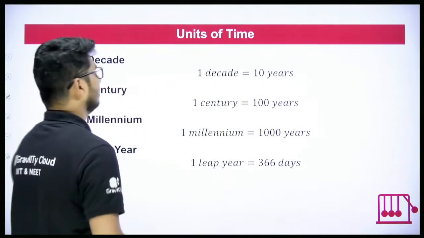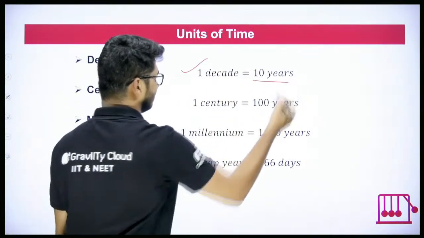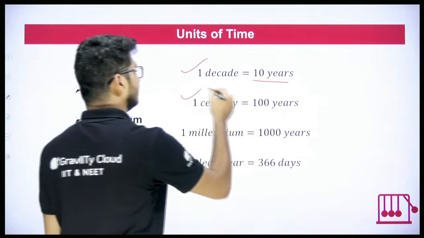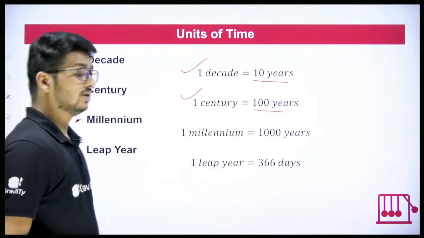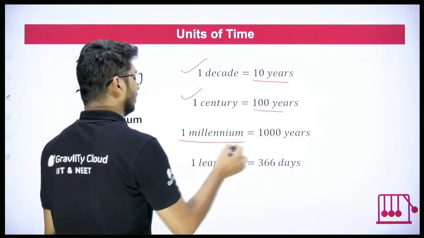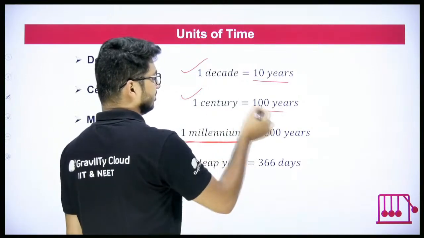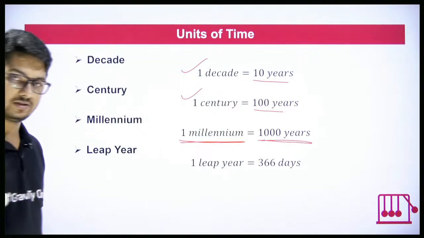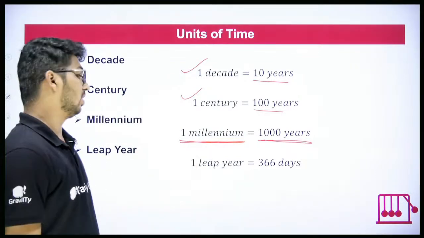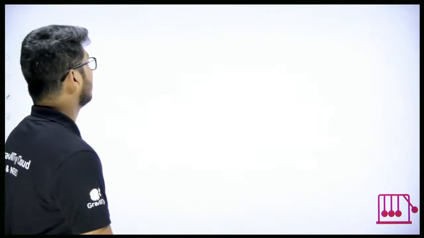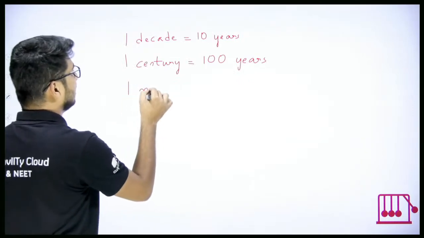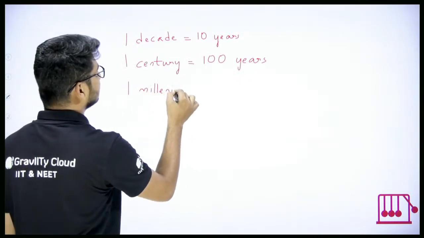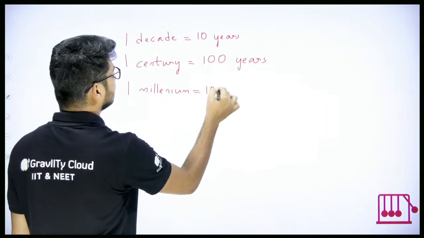Clear? So keeping that in mind, see, 1 decade is 10 years. 1 century is 1000 years. Then you have 1 millennium. What is 1 millennium equal to? Sorry, 1 century is 100 years. But 1 millennium is equal to 1000 years. That's important. 1 millennium is 1000 years.